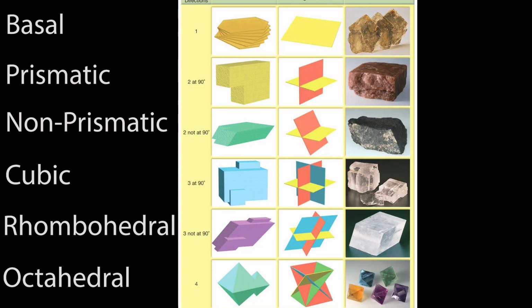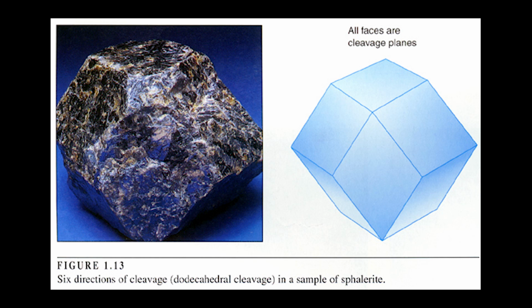The first is basal, which means it has one plane of cleavage. The second is prismatic, where it has two planes of cleavage at 90 degrees to one another. The next is non-prismatic, where it has two planes of cleavage, but they are not at 90 degrees to one another. Cubic, where it has three planes of cleavage at 90 degrees to one another. Rhombohedral, where it has three planes of cleavage, but they are not at 90 degrees to one another. Octahedral cleavage, which has four planes of cleavage. And dodecahedral cleavage, which has six planes of cleavage.